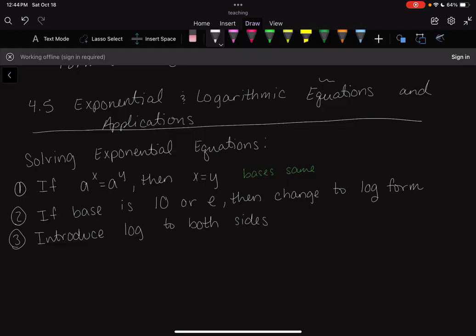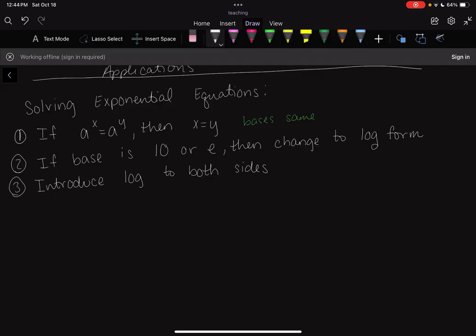Now this is kind of a last option. It always works. However, usually we would try to do something easier than this. But if the bases are just completely different from each other, like there's no way you can get those bases the same, and the base isn't 10 or e, then we would introduce log to both sides. And of course, I'm going to show you examples of each type of this.